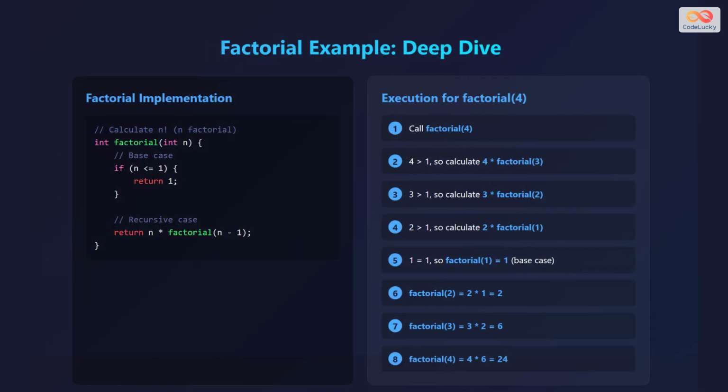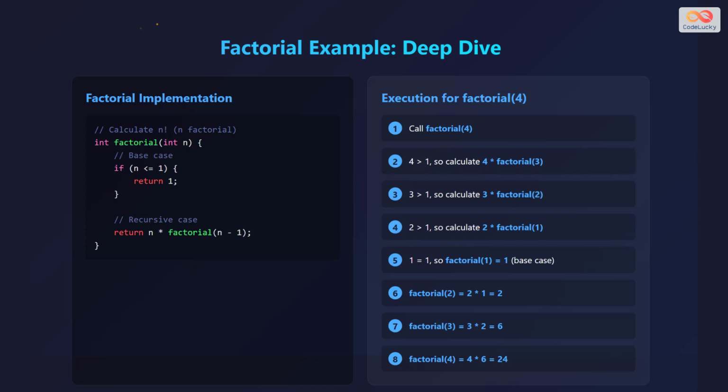Let's take a deep dive into the factorial example. The code shown calculates n factorial, which is the product of all positive integers up to n. First, we have a function factorial that accepts an integer n as a parameter. Inside the function, we have a base case. If n is less than or equal to 1, the function returns 1. Otherwise, we have a recursive case. The function returns n multiplied by the function factorial called with n minus 1.